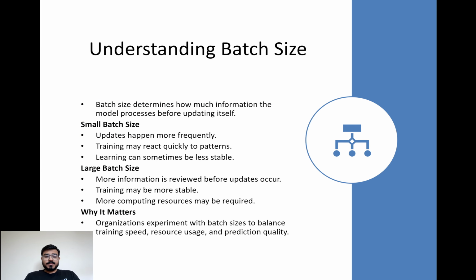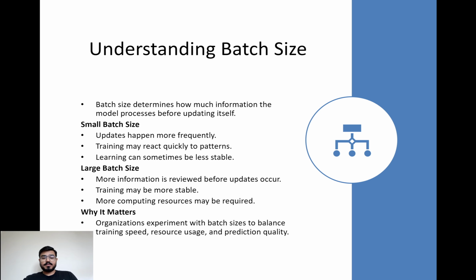So let's move on to another important hyperparameter called batch size. Batch size determines how much information the model processes before making an adjustment to itself. To understand this idea, imagine a teacher grading homework assignments. The teacher has two choices. The first option is to grade a few assignments at a time and provide feedback immediately. The second option is to collect a large stack of assignments and review them all before providing feedback. Both approaches work, but they create different learning experiences.